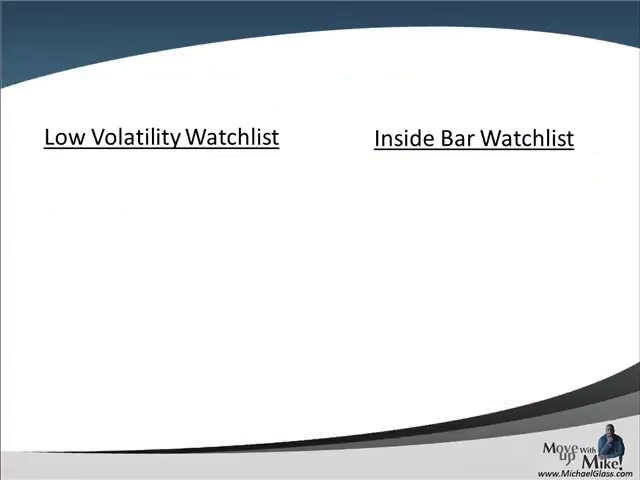As we move to our watch list for Friday, we're starting off with our low volatility watch list, which is our 1 hour time frame using Bollinger Bands, watching the high and low bands and watching for a break, preferably in the direction of the trend. And for Friday, we'll be watching the dollar yen and the pound yen. Our inside bar watch list is where we watch today's range as compared to yesterday. And if it's inside of yesterday's range, we're looking for a break, and we'll be watching the Aussie dollar.